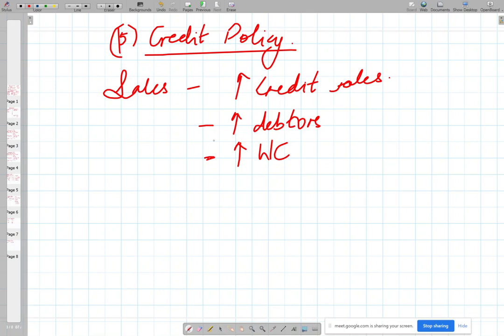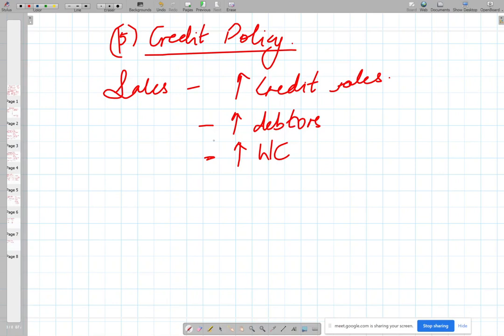Because you have made sales on credit, you have still not recovered the cash from your debtors, which means for a long time you will not get that cash back, and you will have to find working capital from other sources. You will have to borrow from banks or from somebody else, right, and arrange for that working capital.